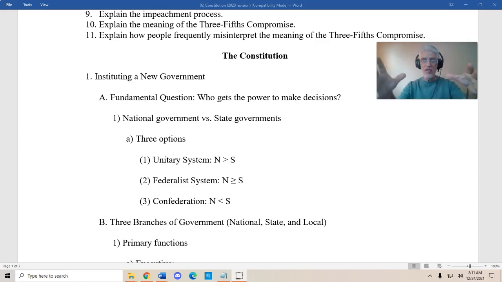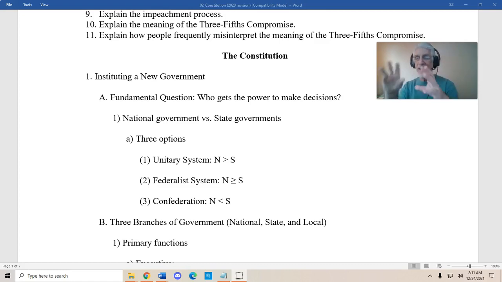But I'll try and stick with national government for the purposes of clarity. I'm going to skip down to confederation first. In a confederation, the situation is reversed. In a confederation, state governments have all the power and national government is relatively weak, right? So it's the opposite of what a unitary system is.